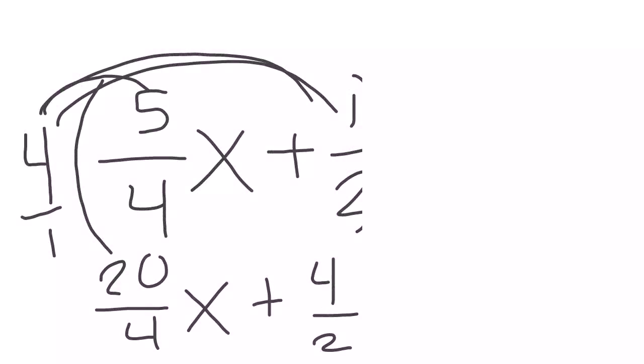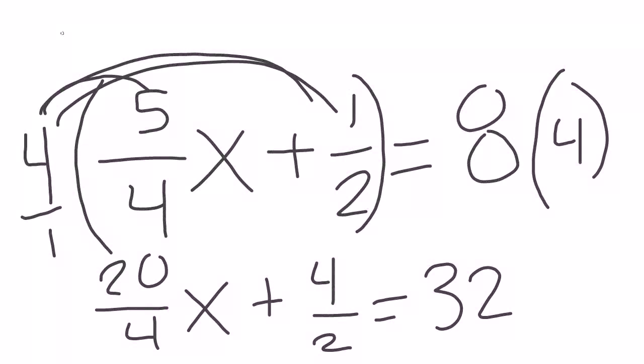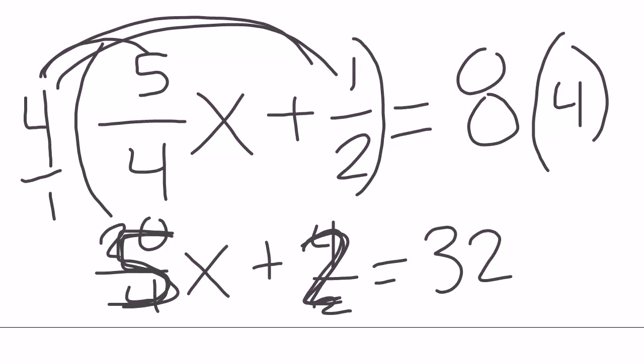Now obviously, this can be reduced. We know that 20 divided by 4 is really the same thing as 5, and 4 divided by 2 is the same thing as 2. So we've got a new problem altogether here: 5x plus 2 equals 32.